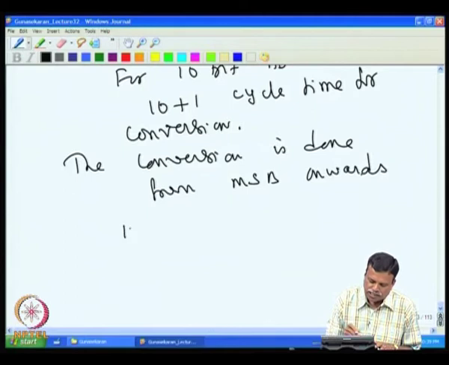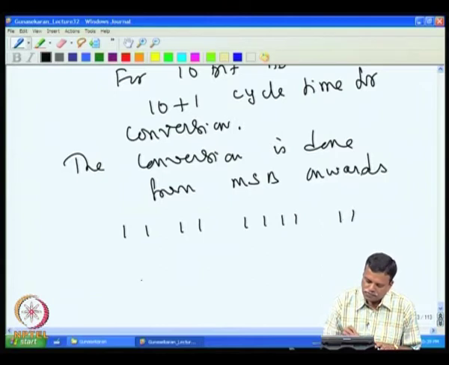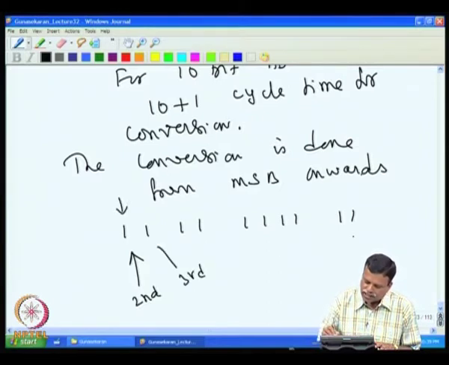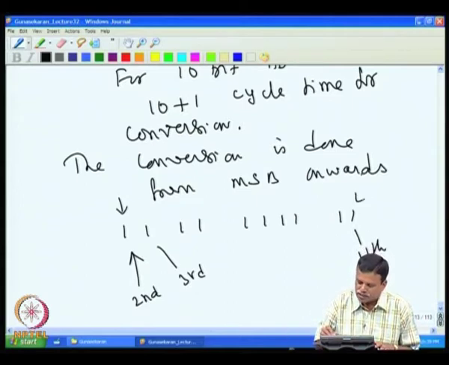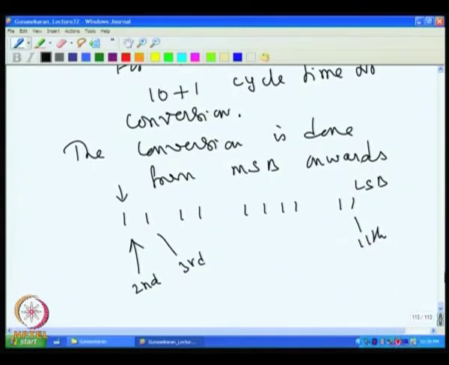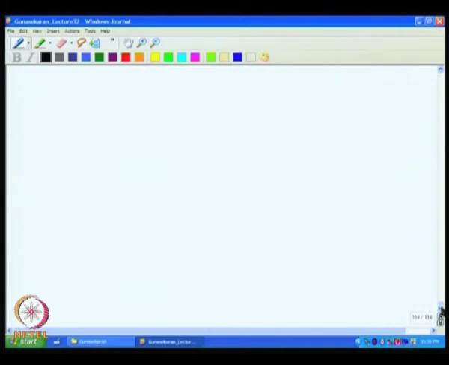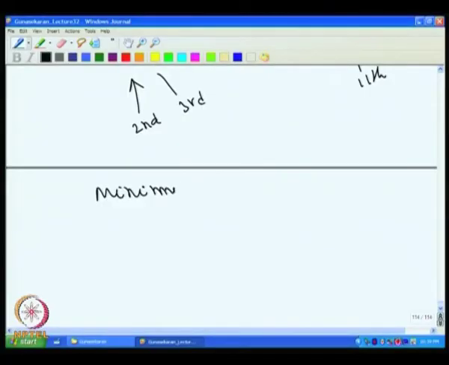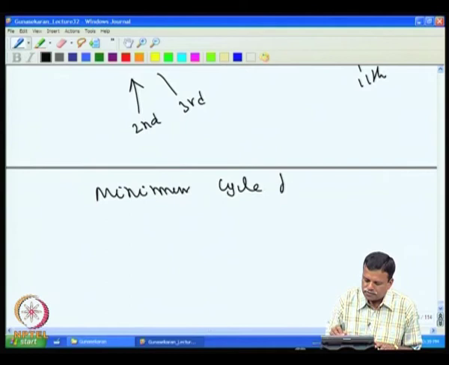So, at the end of the second cycle, if we take a 10 bit converter, this bit is ready, and in the third cycle the next bit is ready, and then in the 11th cycle the converted bit, the LSB, is ready. Each cycle takes a minimum time specified by the manufacturer. In this case, the minimum cycle time is 2 microsecond.